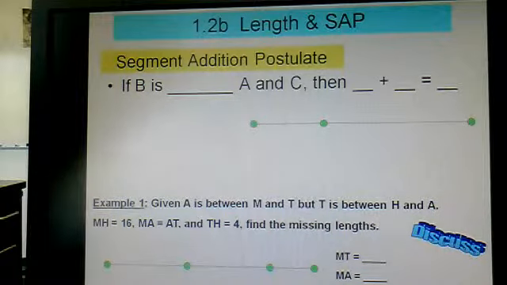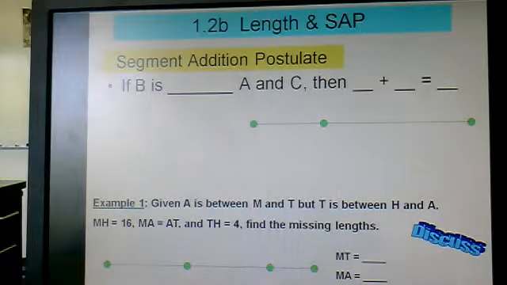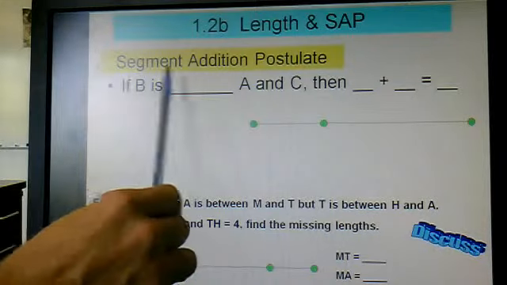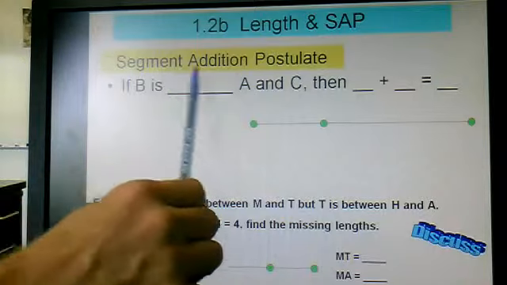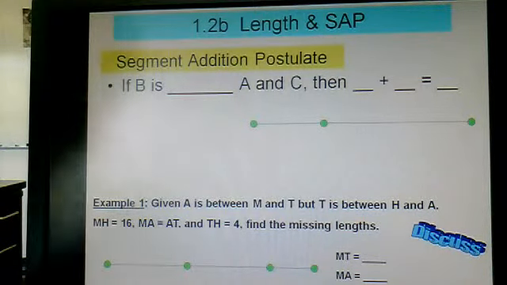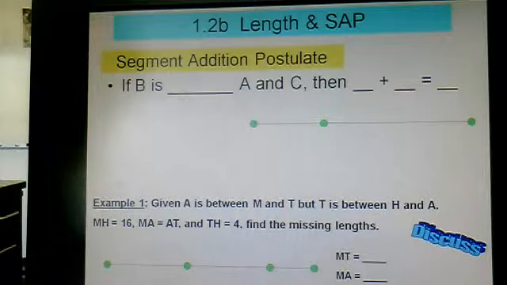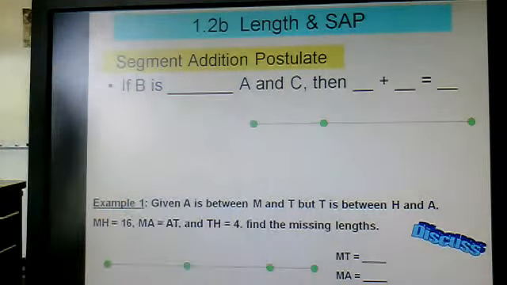It's 1.2b. This is really all problems that incorporate this thing called the segment addition postulate. Like I mentioned to you yesterday, you know what segments are, you know what addition is. This word postulate is just a rule for adding segment lengths. Essentially you're going to be adding and creating equations, usually addition equations. They could be subtraction equations. This could be a segment subtraction postulate.